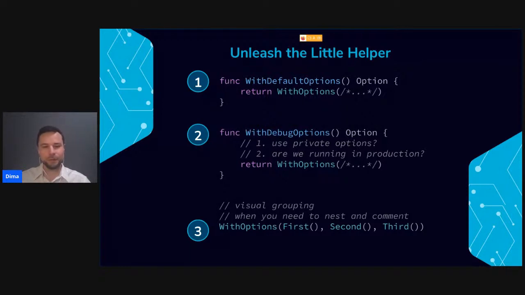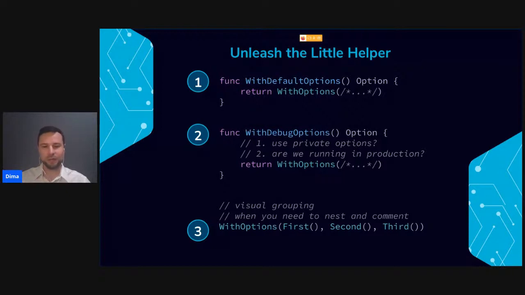And third, of course, visual grouping. Sometimes you don't have entangled parameters, but for clarity, you may want to put them on the same line and add a comment to a group of options. Sure, so all you do is just use our helper with options first, second, and third, add a comment, and that's very convenient visually. You can nest as deep as you want. You can do whatever you want. It's just really, really flexible.